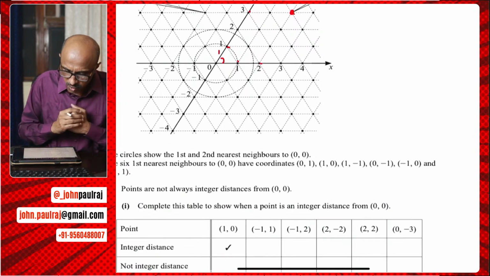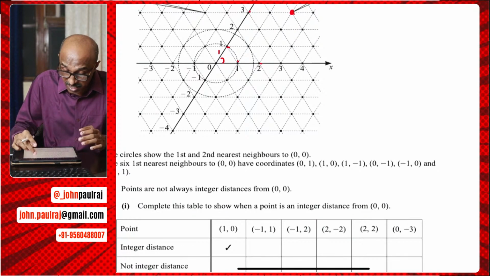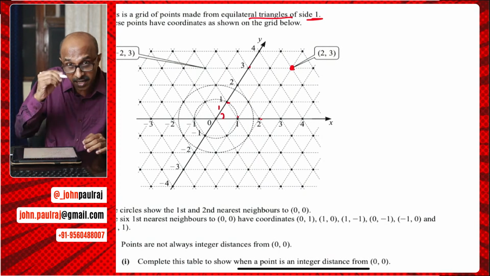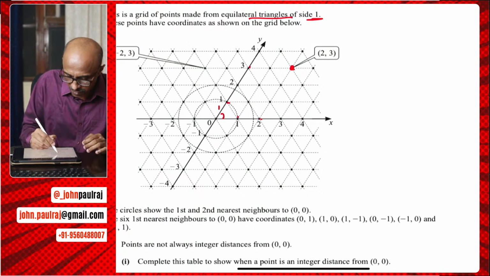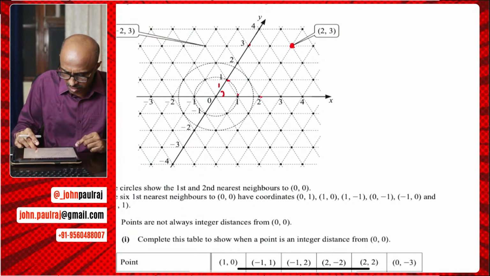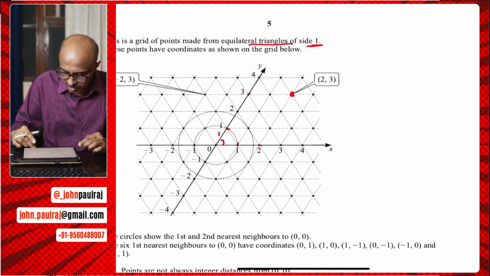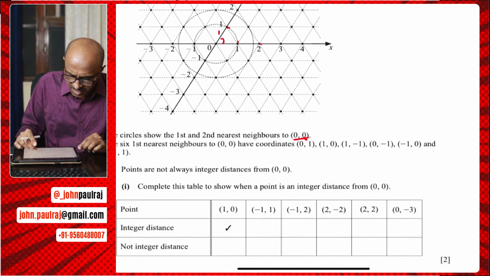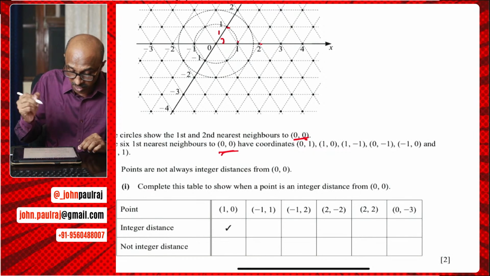The circles show the first and second nearest neighbors, and this time circles. So those points out there, the nearest neighbors are indicated here. The points on the first circle are the first nearest neighbors. The second ones are on the second circle, and they're also measured from 0, 0. The 6 first nearest neighbors to 0, 0, there are 6.